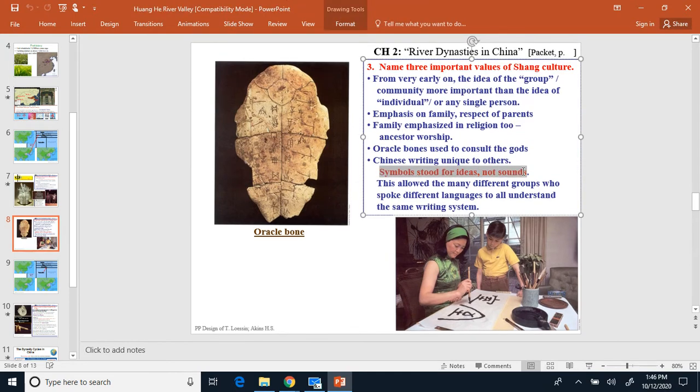Going to make a 4, and we're going to write down symbols stood for ideas, not sounds. So again, when you're seeing the writing in Chinese, Mandarin, the Chinese language is called Mandarin. So when you're seeing these symbols in Mandarin, those symbols are for ideas, and that's mixed their words. Okay, so symbols are for ideas. They're not sounds. So it's not like A, B, C, D, E, not like the alphabet.